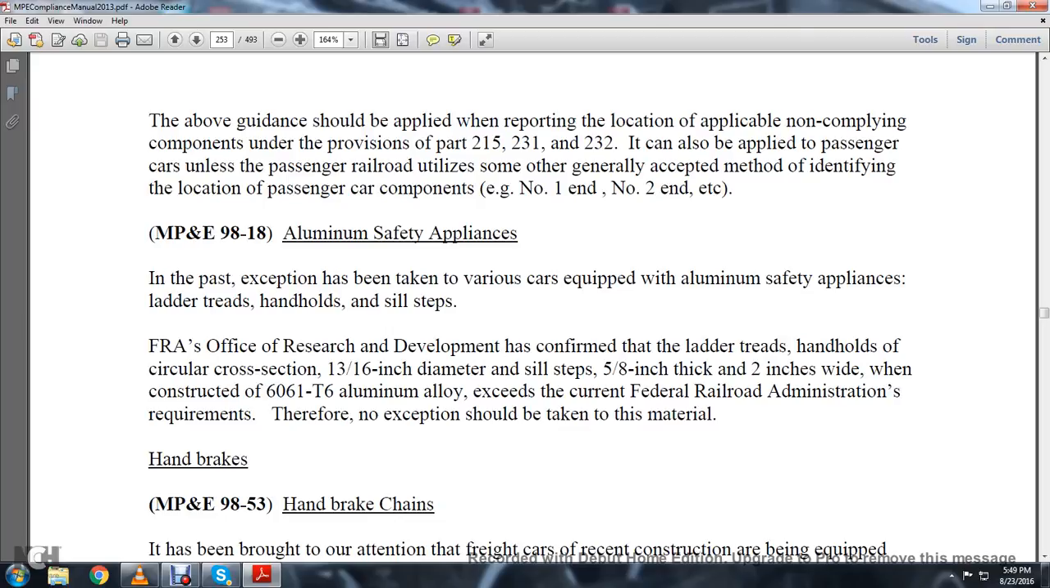Motive Power and Equipment 9818, aluminum safety appliances and past exemptions. Exemptions have been taken on various cars equipped with aluminum safety appliances, ladder treads, handholds, and sill steps. The FRA Office of Research and Development has confirmed that ladder treads and handholds of circular cross section, 3/16 of an inch diameter, and sill steps 5/8 of an inch thick and 2 inches wide, when constructed out of 6061-T6 aluminum alloy, exceed current Federal Railroad Administration requirements. No exemption should be taken to this material.